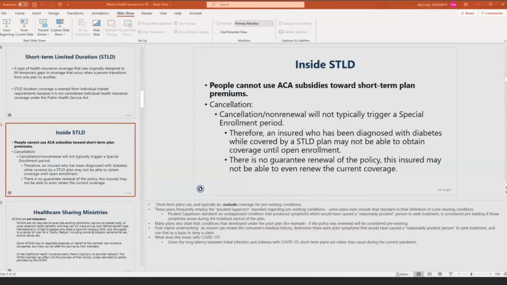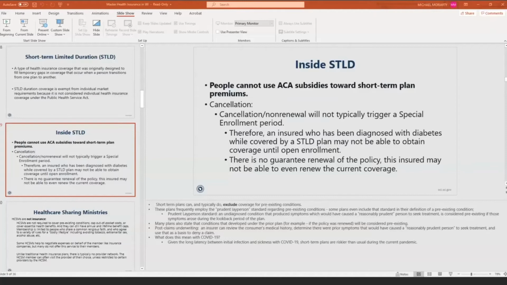The prudent layperson standard states an undiagnosed condition that produced symptoms which would have caused a reasonably prudent person to seek treatment is considered pre-existing if those symptoms arose during the look-back period of the plan. Many plans state that conditions that developed under the prior plan, for example, if they renewed the policy, will also be considered pre-existing. And there's also post-claims underwriting that takes place within these plans oftentimes.